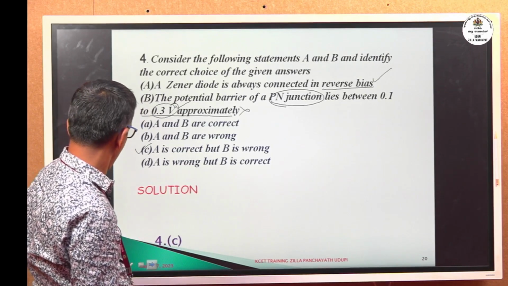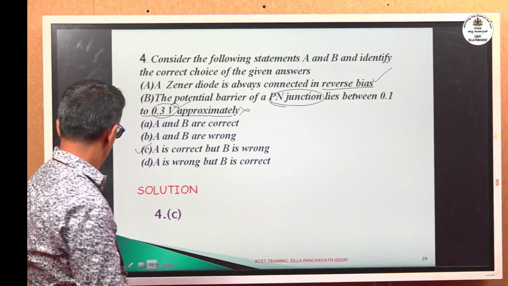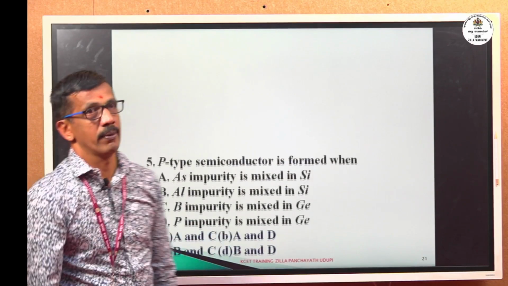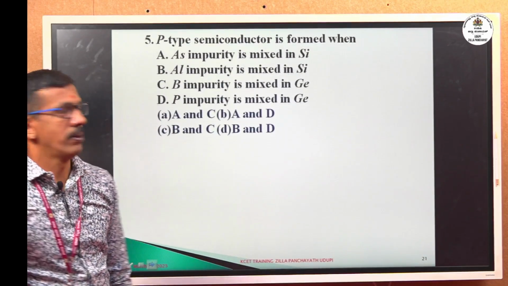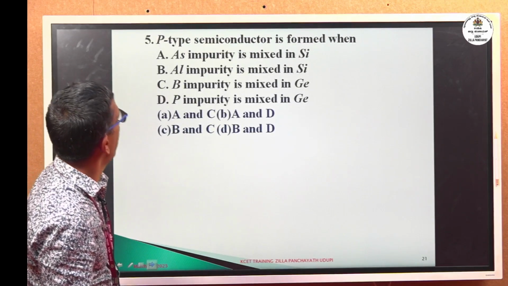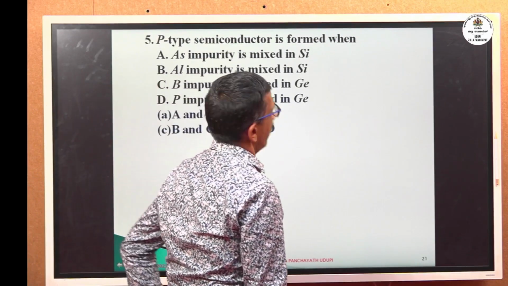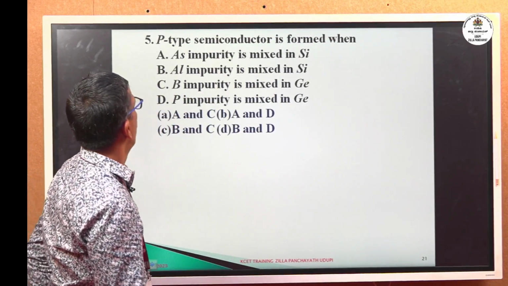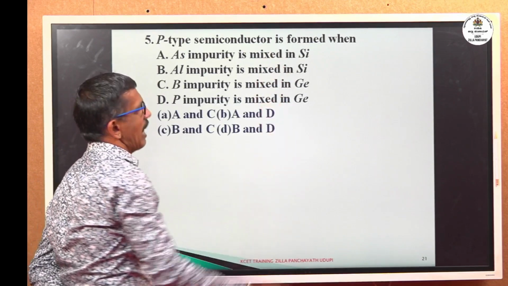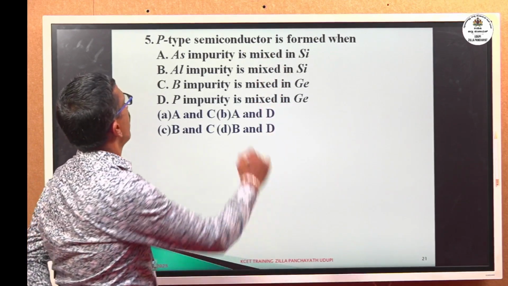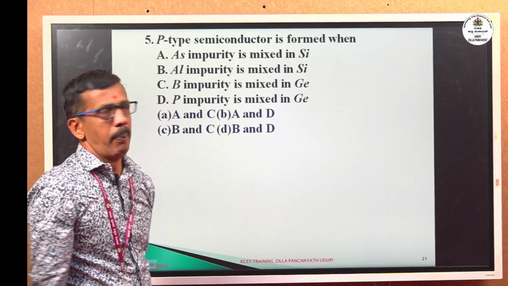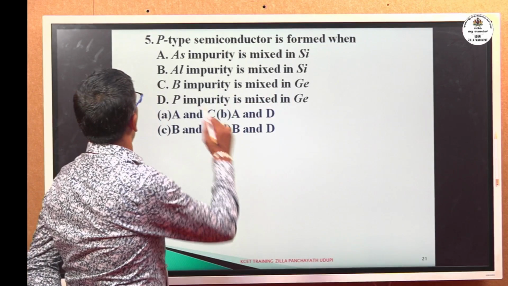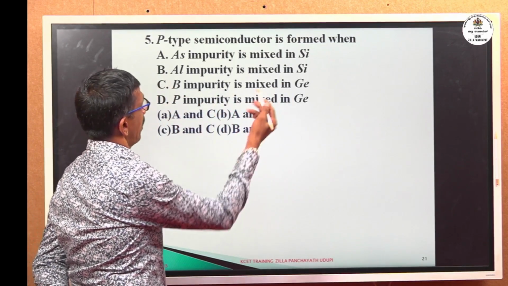So, option C. Now, we move on to question number 5. See, question number 5 is this. P-type semiconductor is formed when? They have given 4 options. Arsenic impurity is mixed with silicon. Aluminium impurity is mixed with silicon. Boron is mixed with germanium. And phosphorus impurity is mixed with germanium.